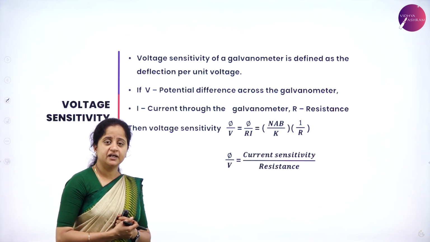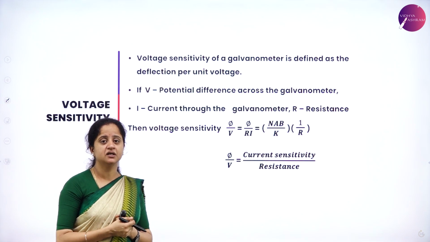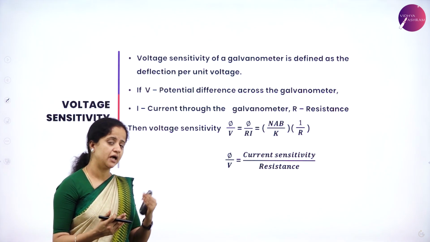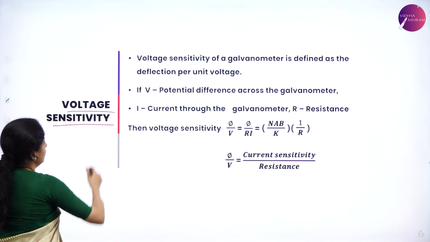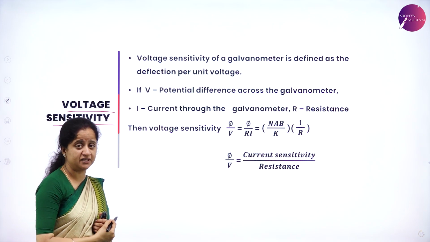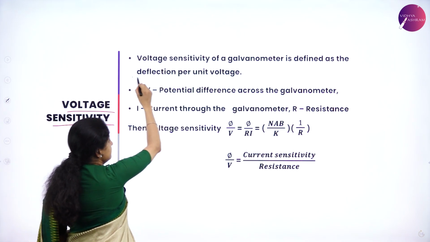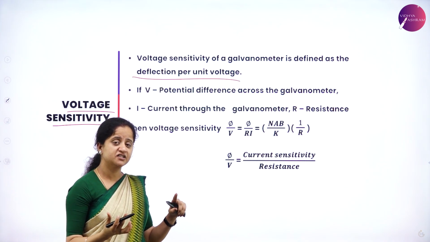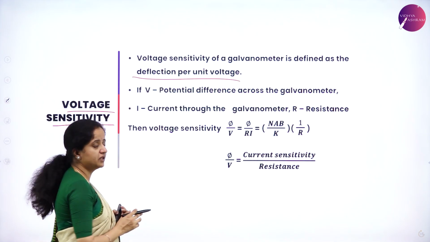So now we came to know what a current sensitivity is and what a moving coil galvanometer is. We have understood how the galvanometer can be converted into an ammeter and a voltmeter. Let us now understand another important topic, that is the voltage sensitivity of a galvanometer. What is the voltage sensitivity of a galvanometer? It is defined as deflection per unit voltage, whereas current sensitivity is deflection per unit current. Here it is voltage sensitivity, deflection per unit voltage.